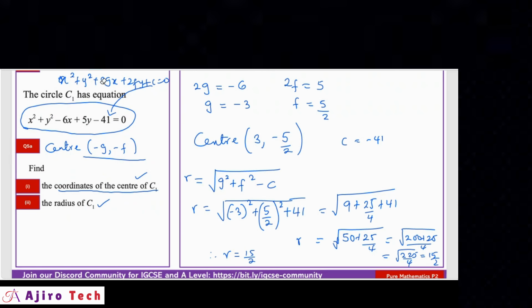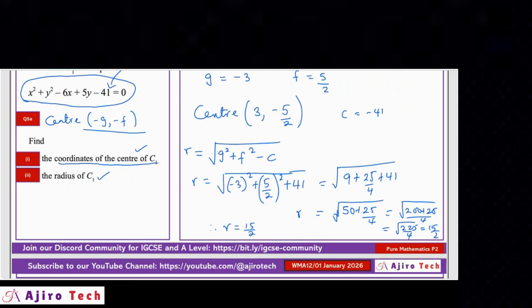Okay, there's another formula we can use. We can use the completing the square formula to also get this. But I think this is more straightforward than completing the square. Completing the square is also very good. We bring the x together, we complete the square, we do the same for y, then we take our 41 to the other side. So that's also a very good formula. Some people like to use that, but it's fine. Either way, you are correct.